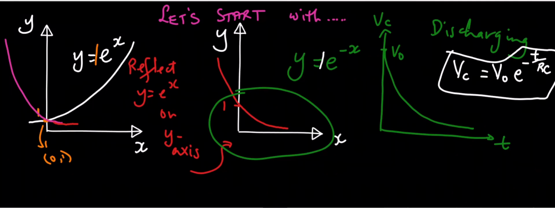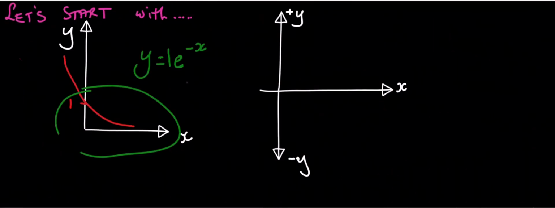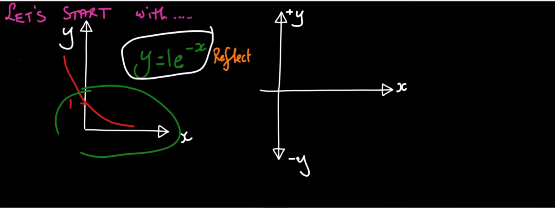Moving, however, towards a graph of charging a capacitor, where we have voltage across the capacitor versus time, that's where the question lies. If I take this equation, where y is equal to 1 where it cuts the y-axis, that is, y equals e to the negative x, what are we going to do with it? Let's reflect this graph on the x-axis.